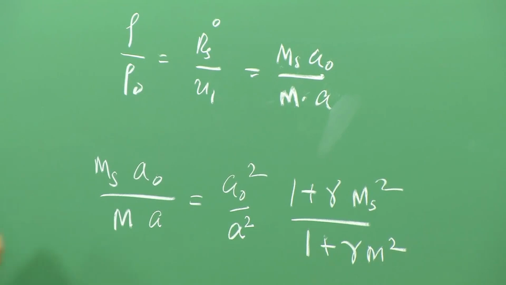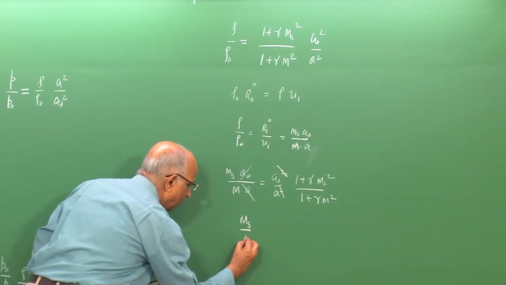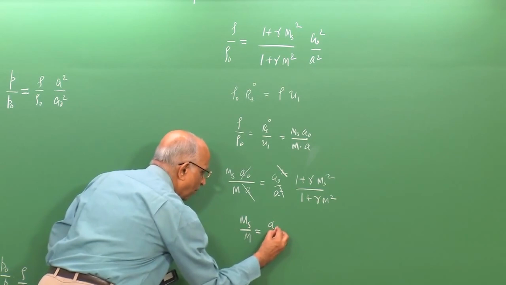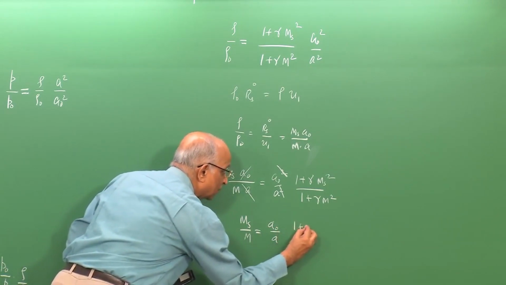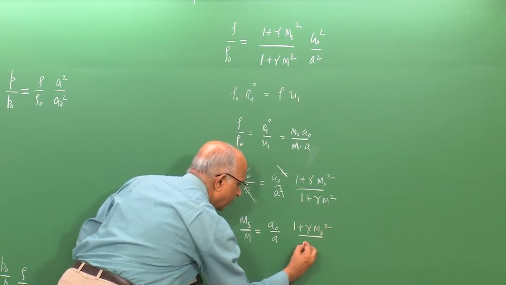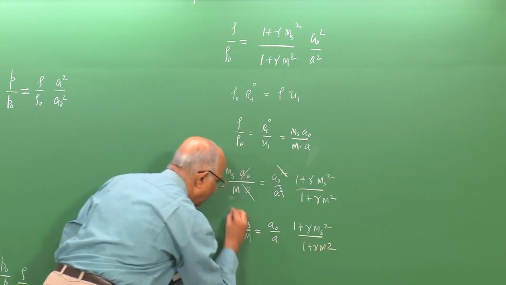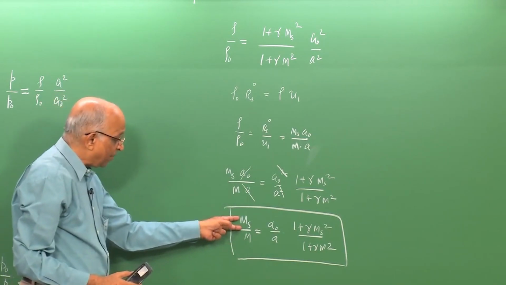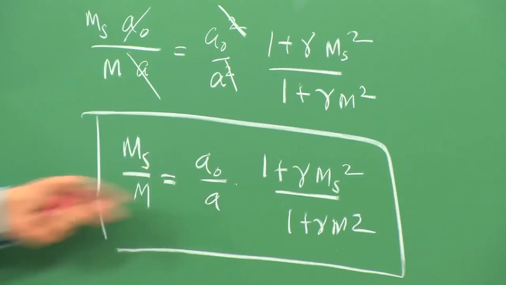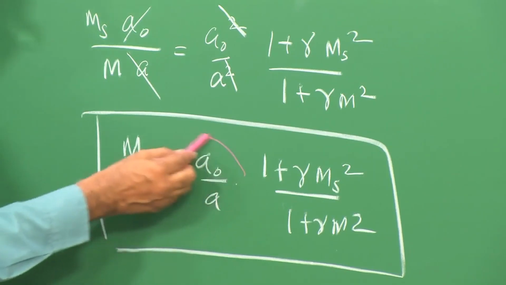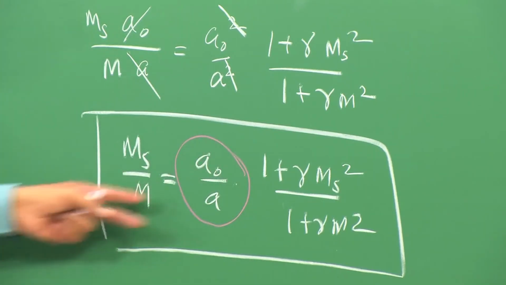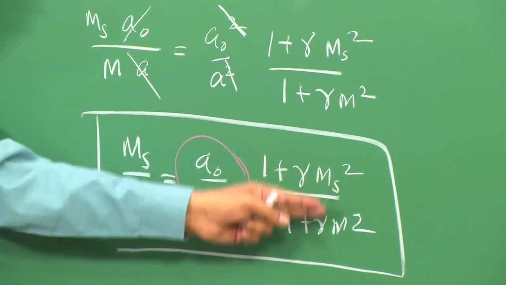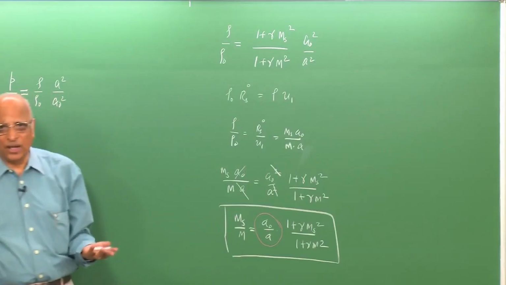Well, in this equation, if I now simplify, A0 square and A combine, and the final equation I get is Ms by M is equal to A0 by A into (1 plus gamma Ms square) divided by (1 plus gamma M square). This is the equation I get. In other words, I have been able to relate M with Ms. The only thing which is still pending is the value of A0 by A. Can I again get A0 by A in terms of either Ms or M or both? That is the question which we have to ask ourselves.